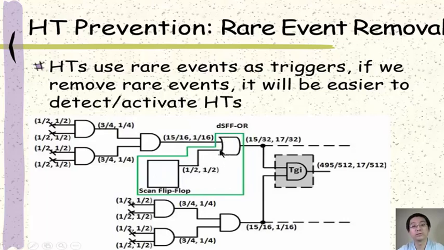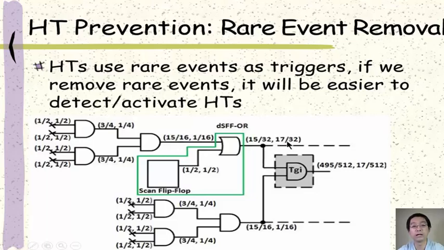For this OR gate to be 0, we need both input signals to be 0, which is 15/16 and 1/2. So the chance for this to be 0 will be 15/32. In the rest of the cases, it will be a 1. So now we consider this AND gate. For this one to be 1, it used to be a rare event, happening with 1/256.